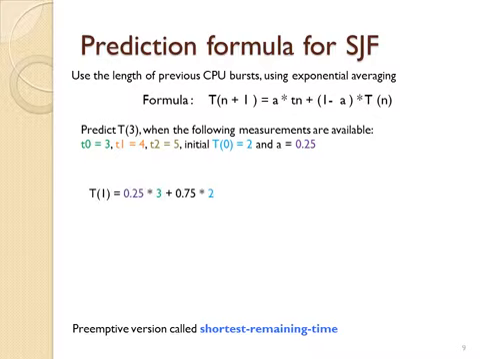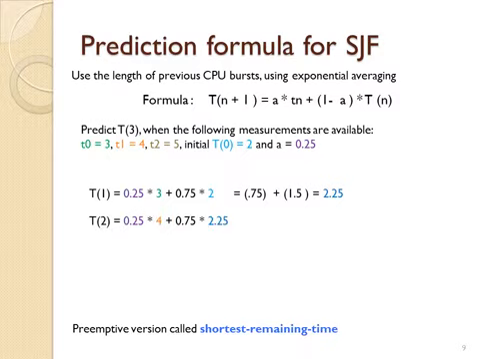To predict big T of 1, we just plug in A, which is 0.25, and multiply it times 3, which is the little t of 0, the last burst that just happened, and 0.75 times big T of 0, which is the exponential average system starting value. And we would get that, and then our big T of 1 would be 2.25. Then our next step would be to predict big T of 2.